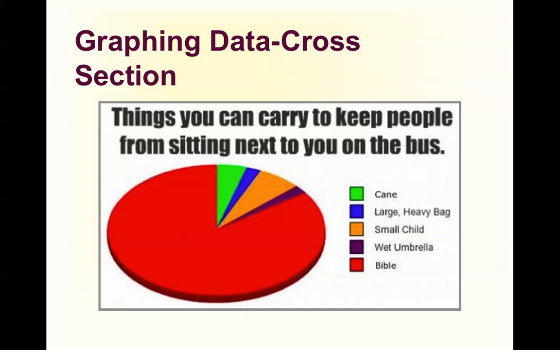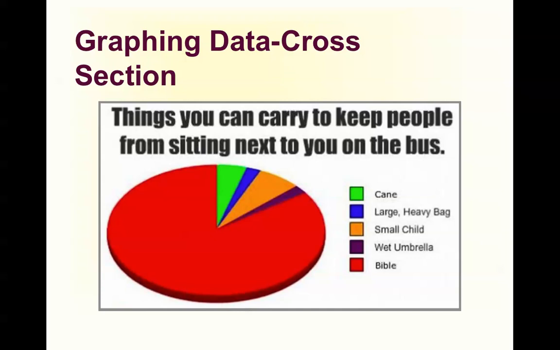Now, this next one is kind of a humorous one I got from a website that had humorous graphs, but this is an example of a cross-sectional. So at any one point in time, here are things that you can use to keep people from sitting next to you on the bus. Obviously the number one thing, according to this person, was the Bible. And other things: cane, large heavy bag, small child.